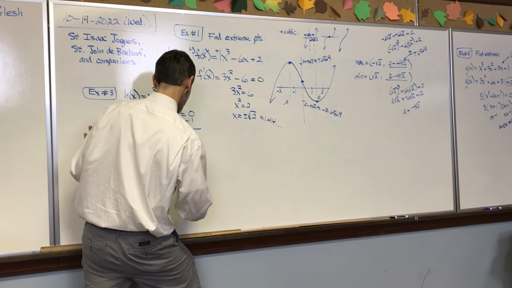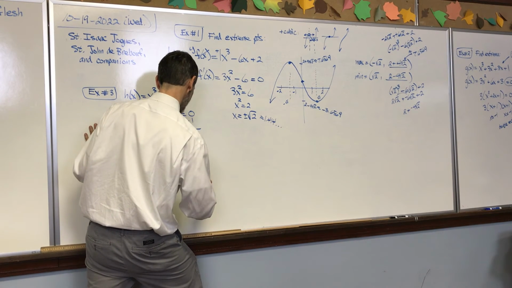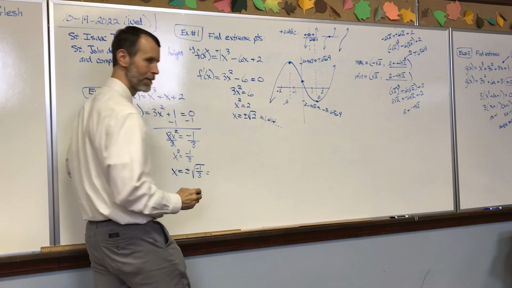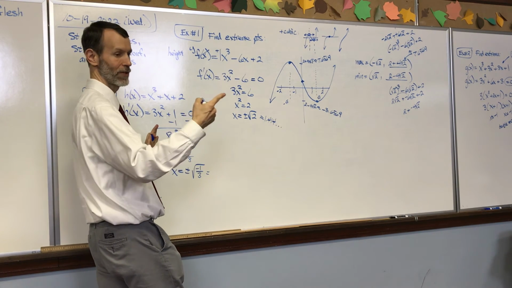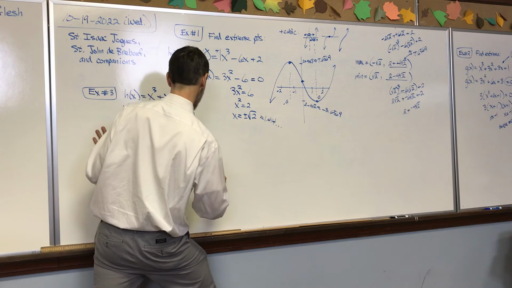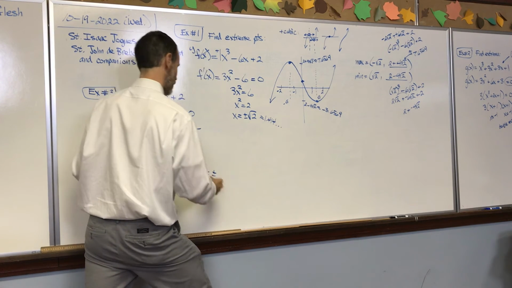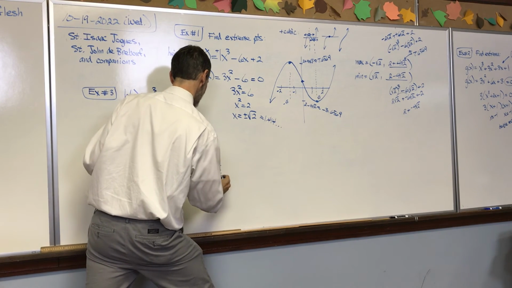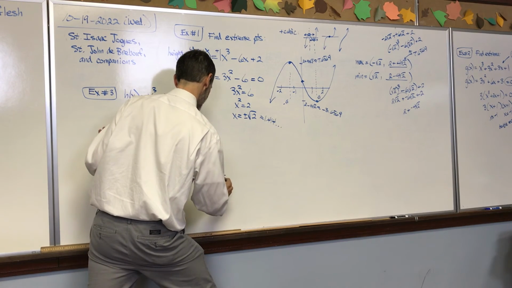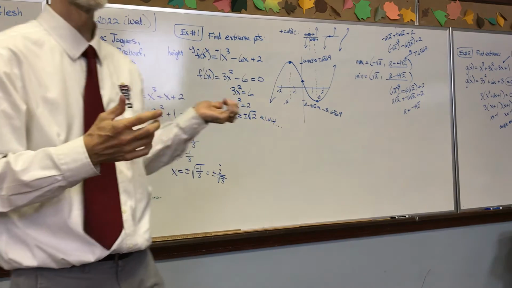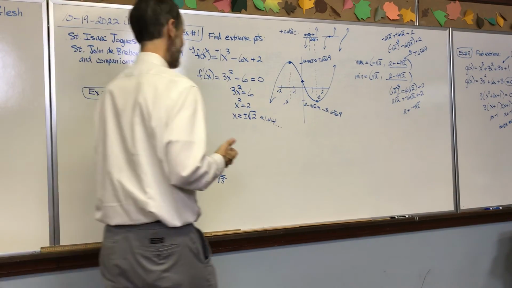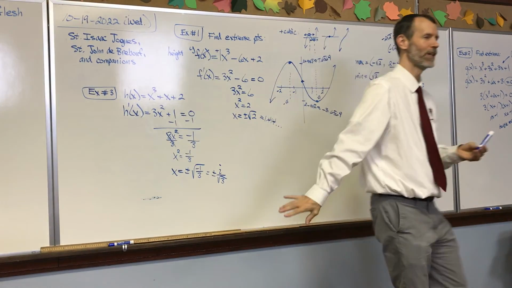X equals plus or minus the square root of -1/3. Anybody know what that is? How do you square root a fraction? Square root at the top, square root at the bottom. What's the square root of negative 1? i over radical 3. What kind of a solution is that? Is it real?